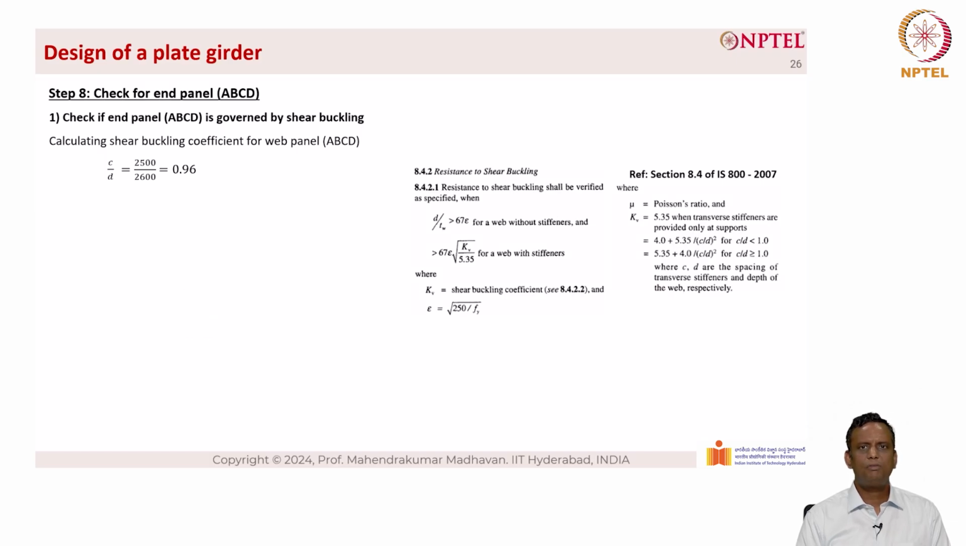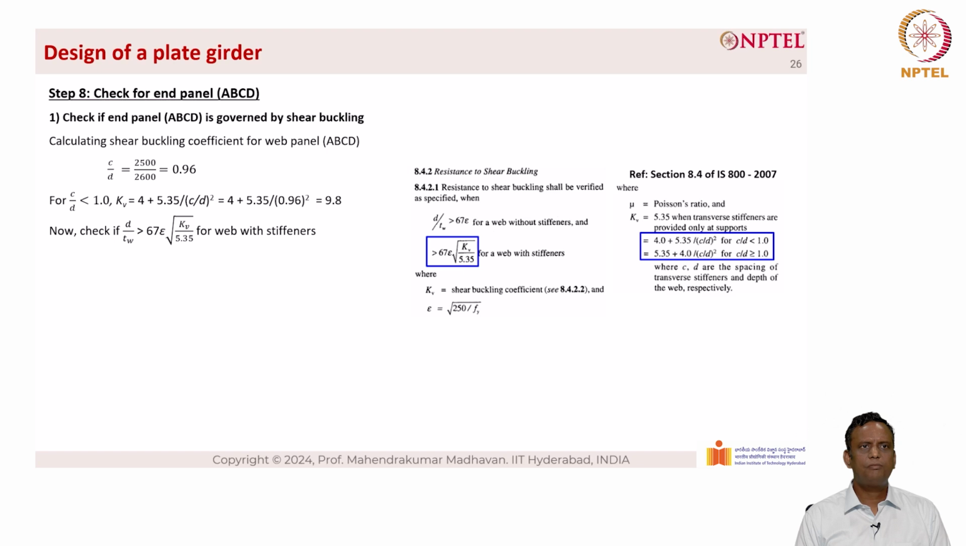So now if we have to take shear buckling coefficient Kv, we need to know whether c by d is less than 1 or greater than 1. Here in this case it is 0.96, less than 1. So we have Kv equal to 4.0 plus 5.35 divided by (c by d) the whole square, which gives 4 plus 5.35 divided by 0.96 square, which is equal to 9.8.